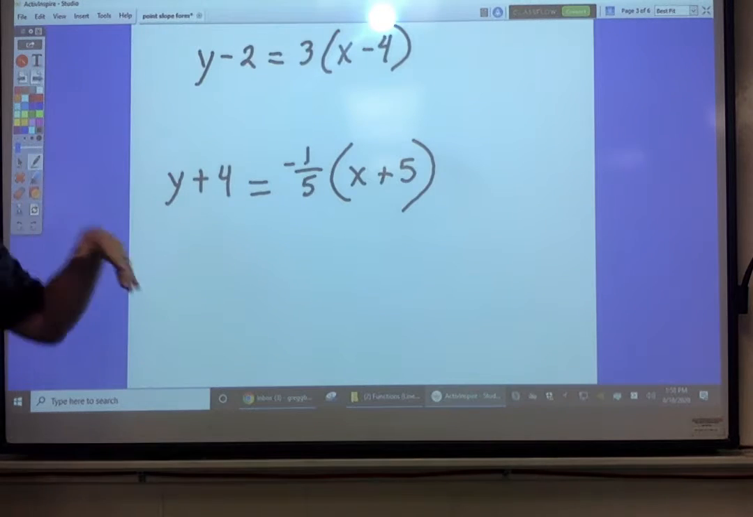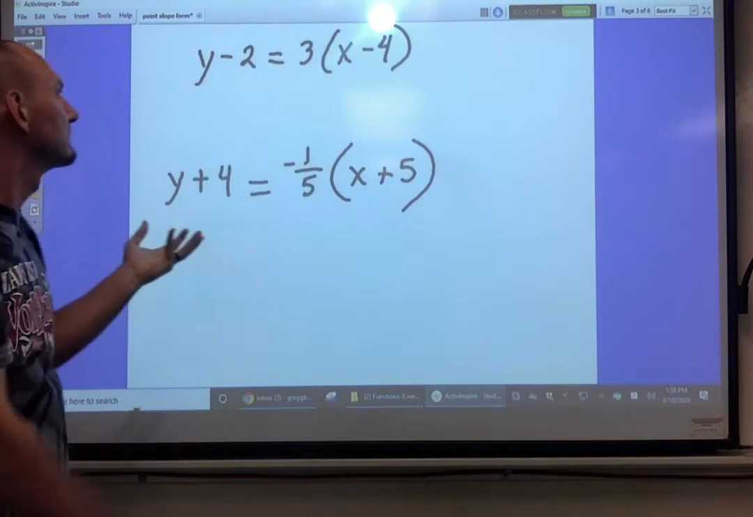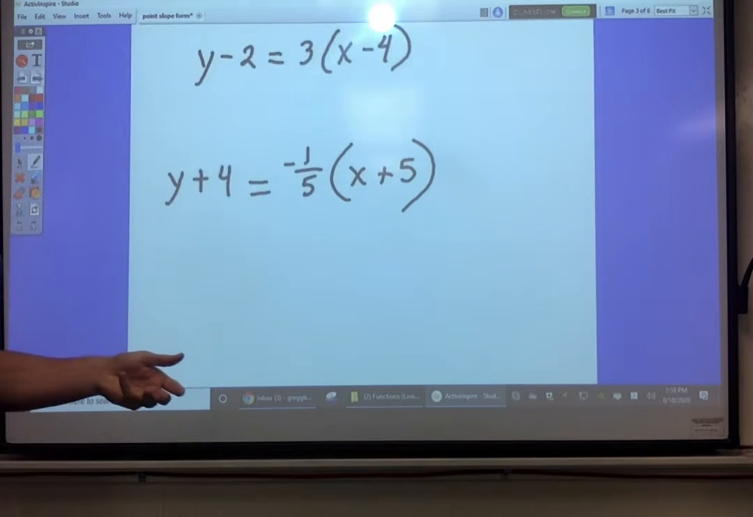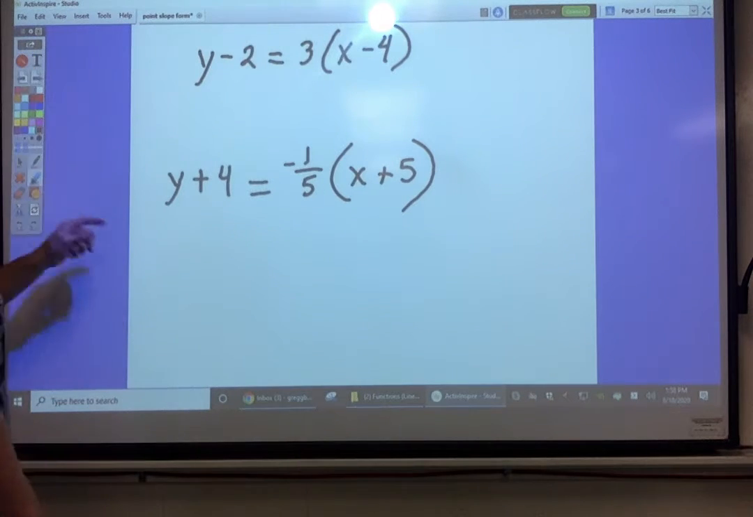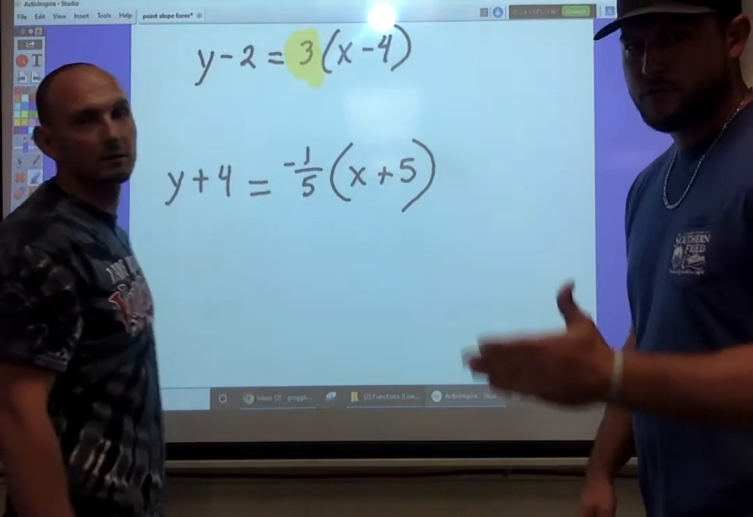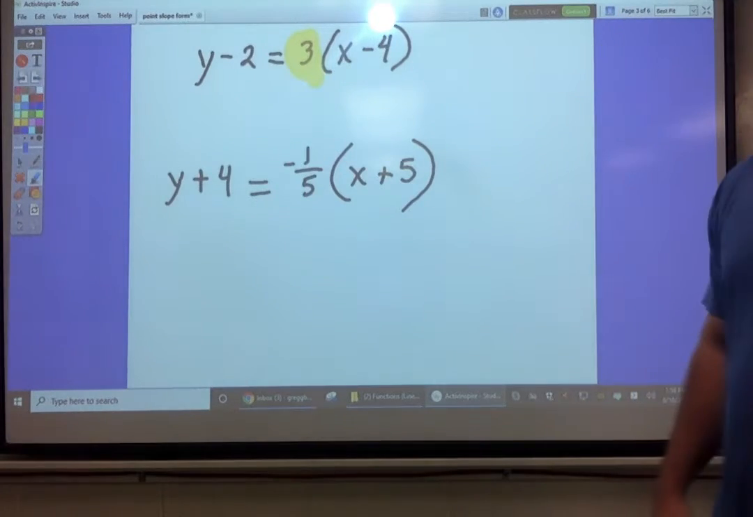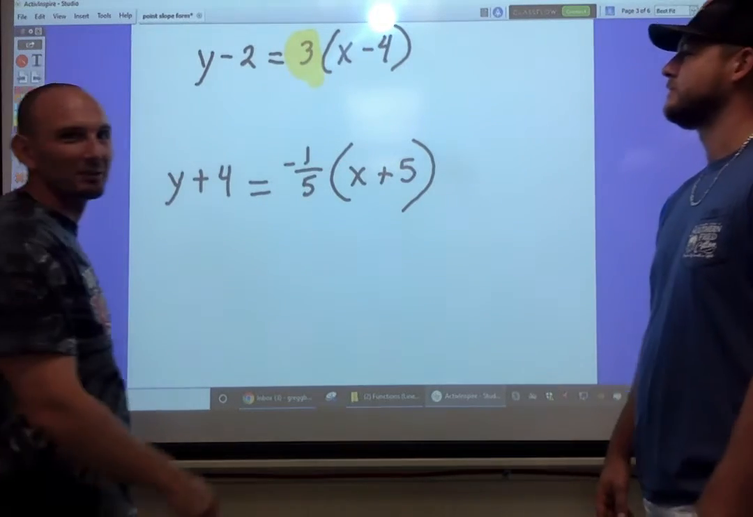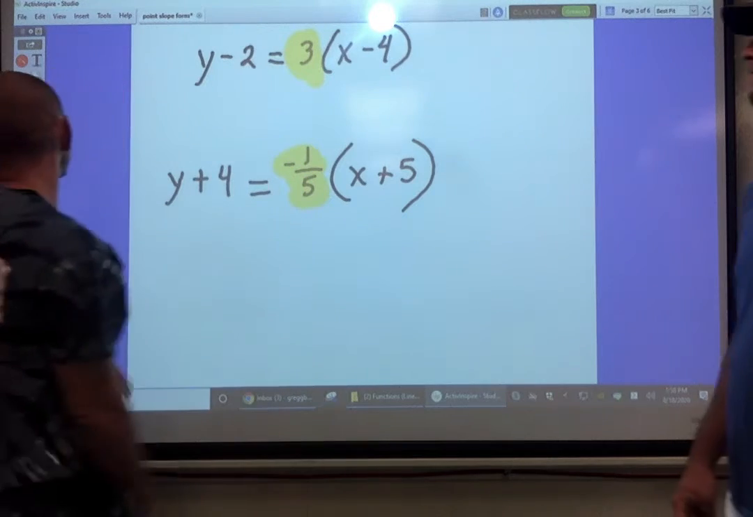Well, that's too easy. What about in point-slope form? Well, you've got to remember, where is the slope? It's right here. Hopefully you guys got those formulas written down somewhere. There's the slope in that one.